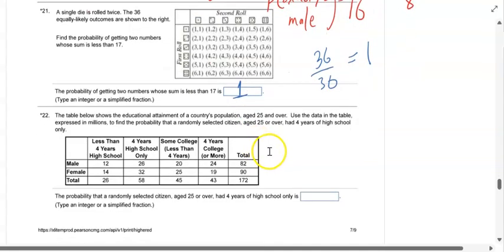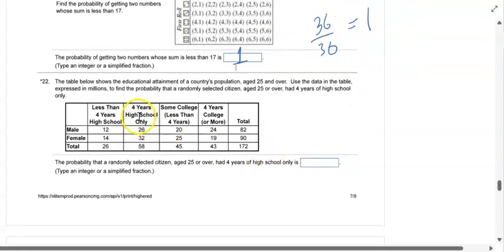Okay, last question, number 22. A table below shows the educational attainment of the country's population age 25 and over. Use the data in the table, expressed in millions. Remember that all values are in millions, like 12 million, 26 million, and so the total number of people in the sample is 172 million.